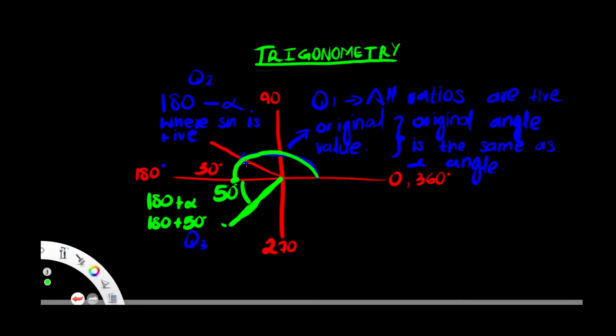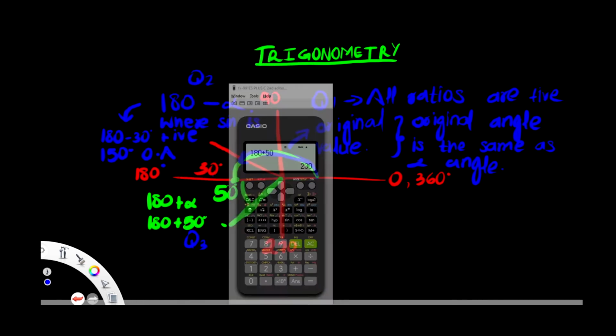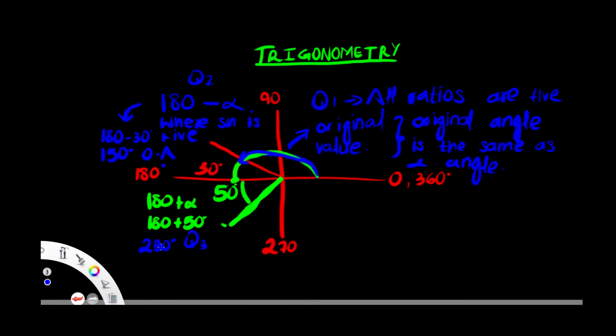Or in the blue case, where we were going from here to this base angle, we had to subtract 180 minus 30. So in that case, 150 is the original angle, and in this case, the original angle will be 230. So 230 is the original angle.